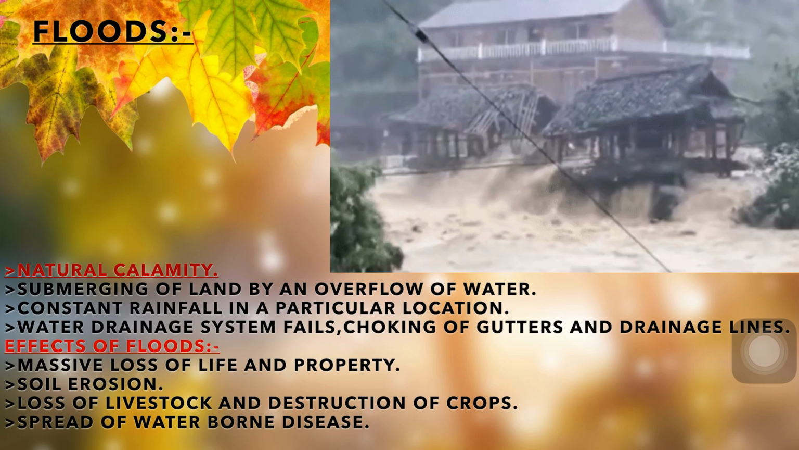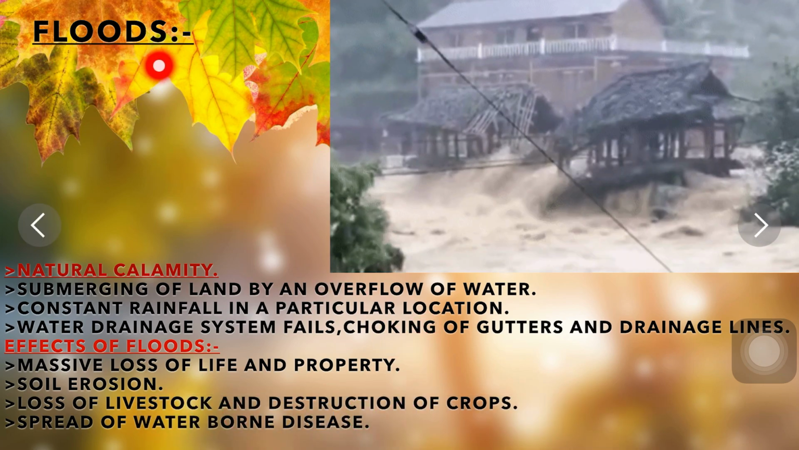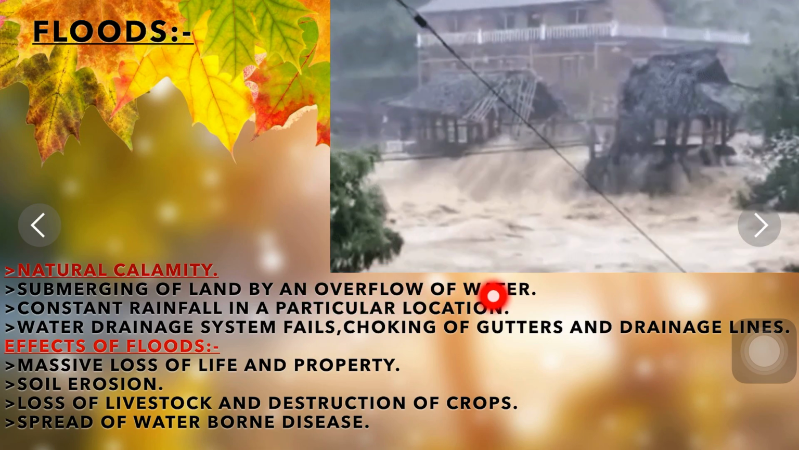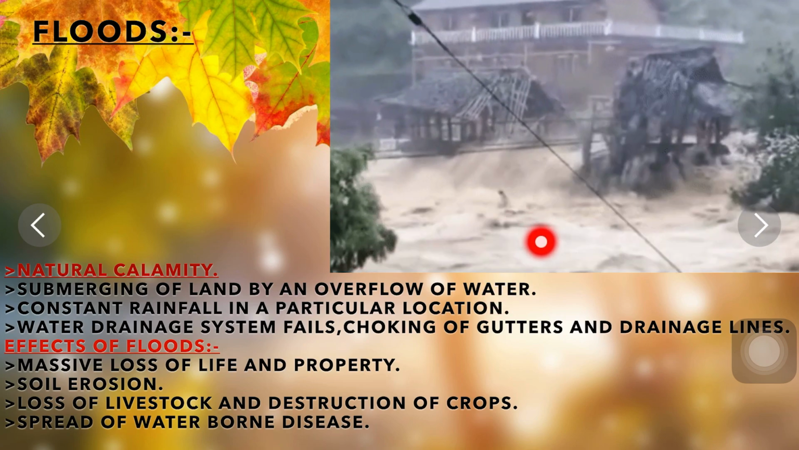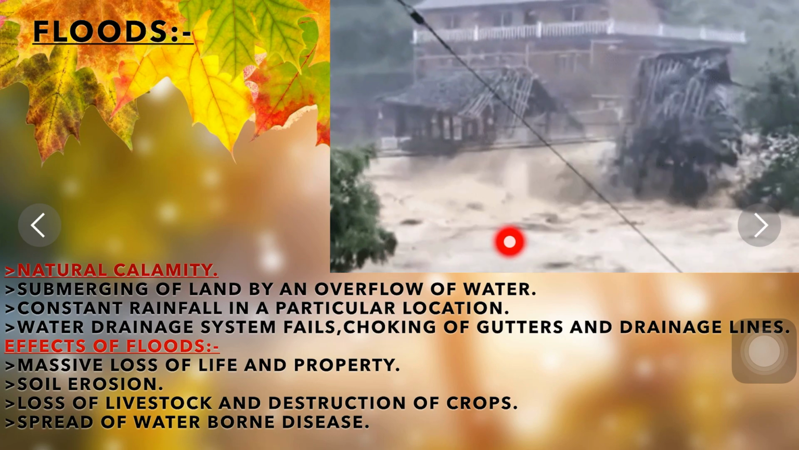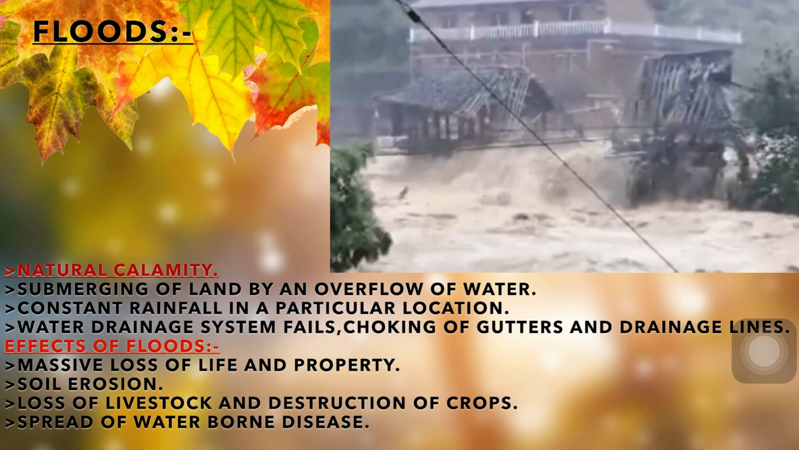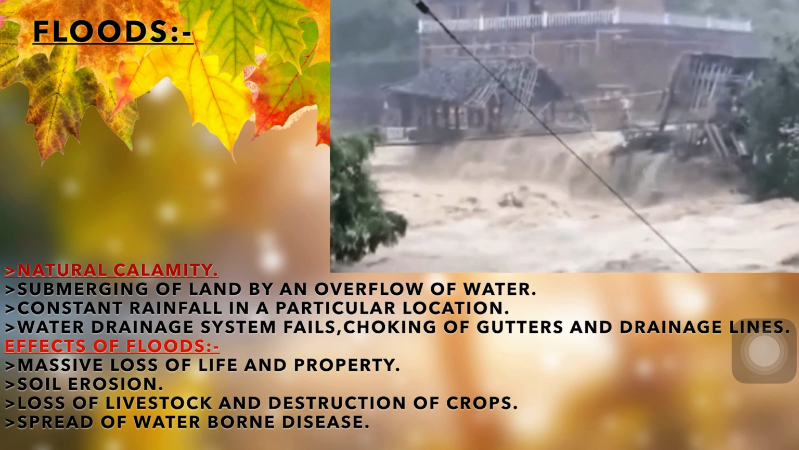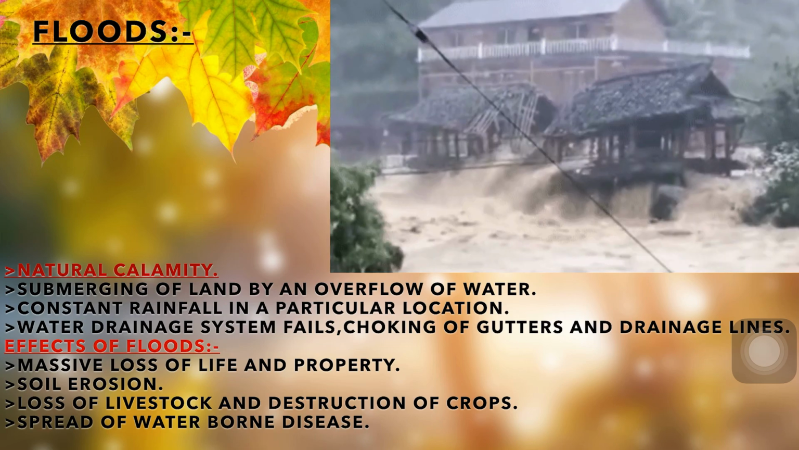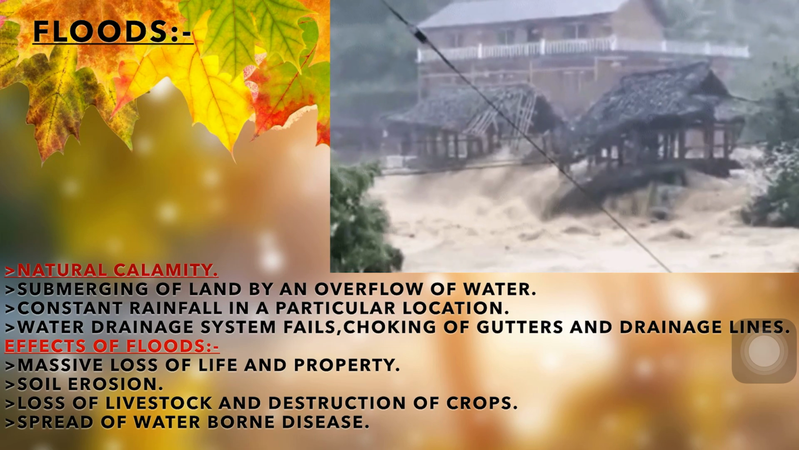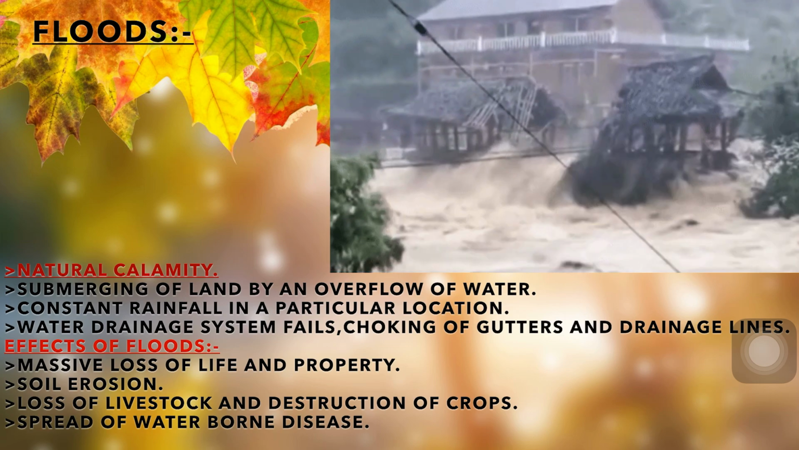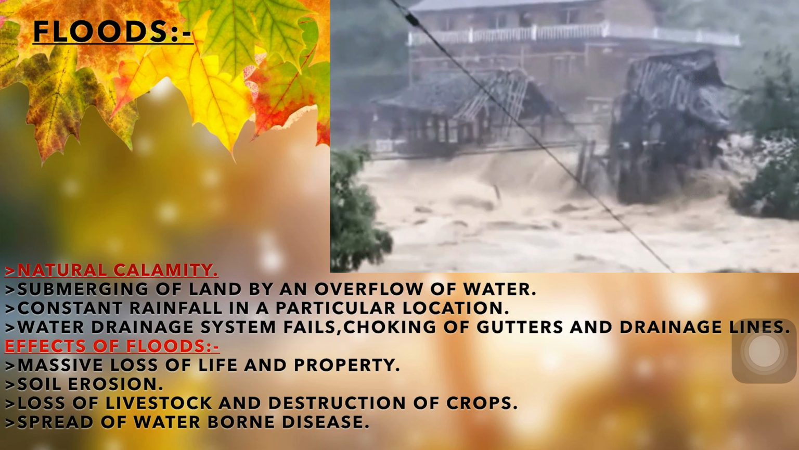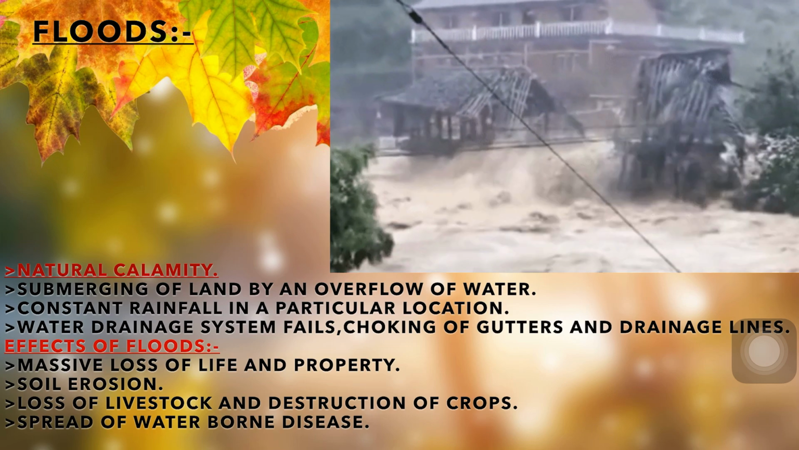Next disaster is floods. This is a frequently occurring natural disaster in all parts of the world. This is due to excessive rains in the same place. A river overflows its banks, causing a flood. The water drainage system in big cities falls short when there is heavy rainfall, resulting in choking of gutters and drainage lines. Water overflows onto the roads and surrounding areas and even enters nearby houses.